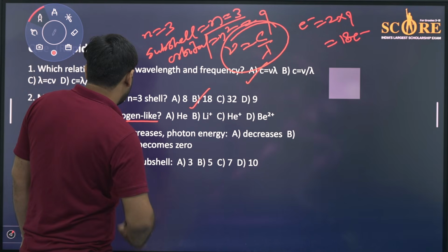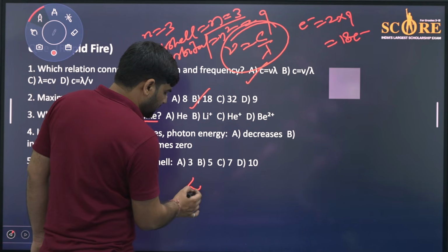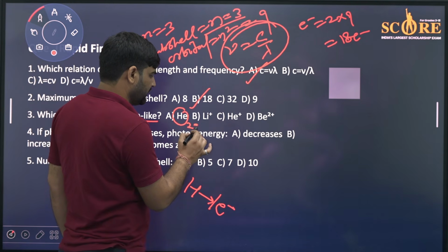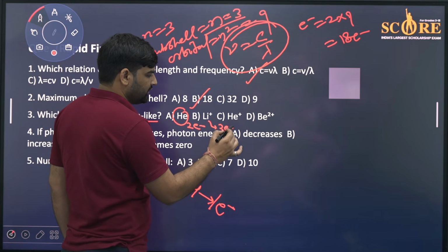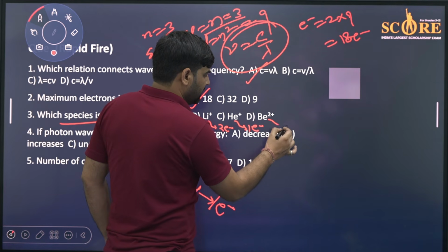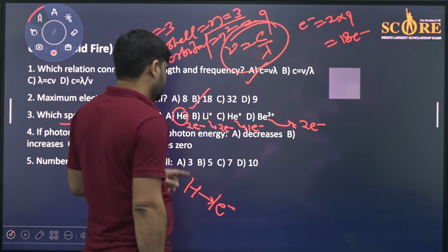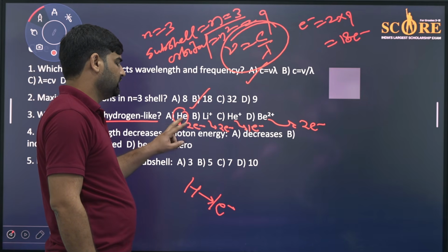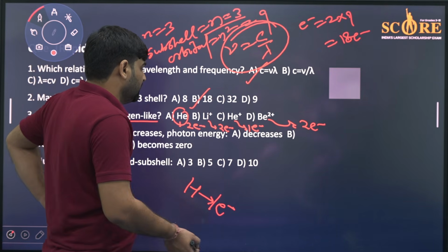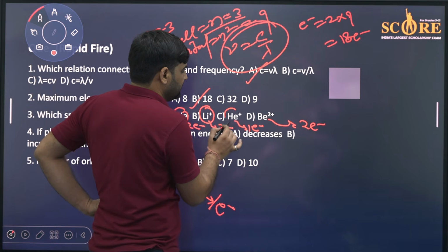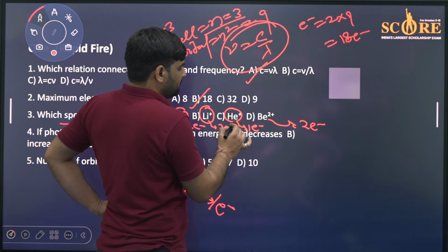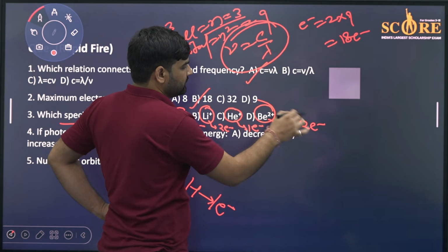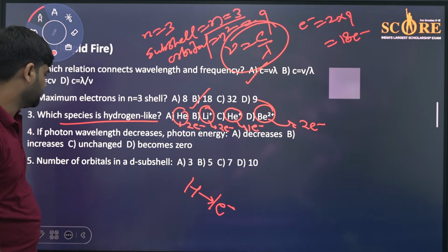Which species is hydrogen like? Hydrogen like means it has 1 electron only. This is considered 2 electrons. This is also considered 2 electrons. This is 1 electron and this is 2 electrons. You know Z of all these elements. Helium has Z 2, electrons will also be 2. Lithium has Z 3, Li plus has 2 electrons. He has Z 2, plus 1 means 1 electron is lesser. And beryllium has Z 4, 2 electrons is lesser than 2 electrons.